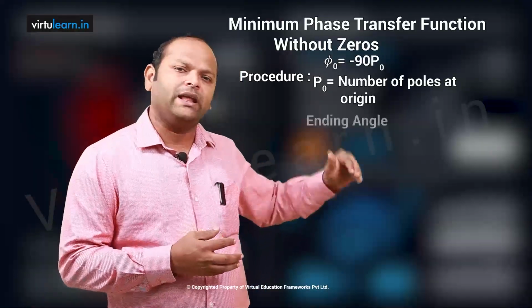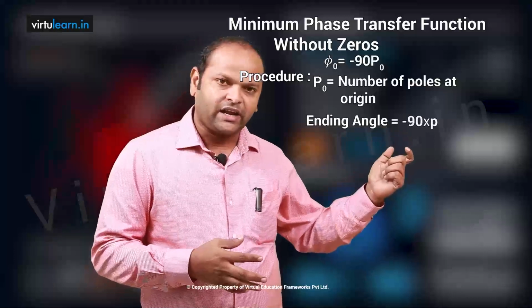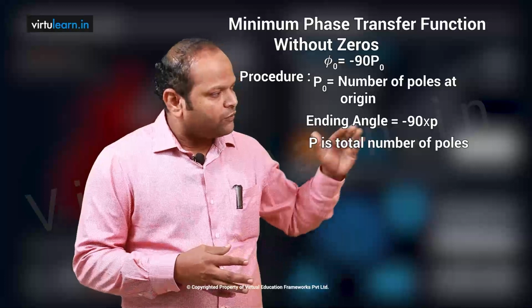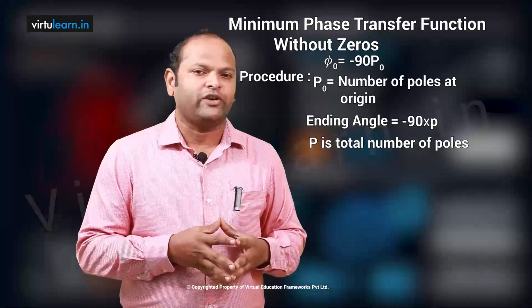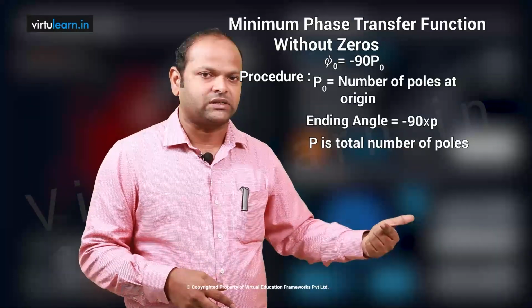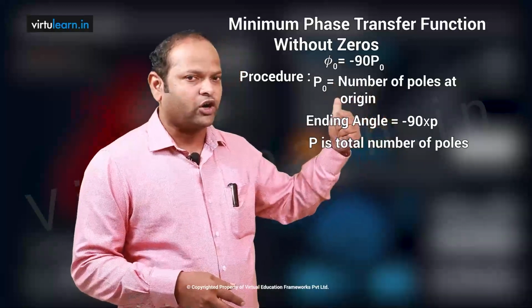Then what is the ending angle? Formula-wise I can write minus 90 into P, where P is the total number of poles. So if the total number of poles is 3, then the ending angle is going to be minus 270 degrees. So this P is total poles, which is the order of the system. Therefore, the order gives the ending angle, and the type gives the starting angle.